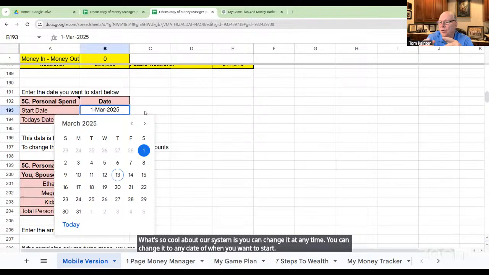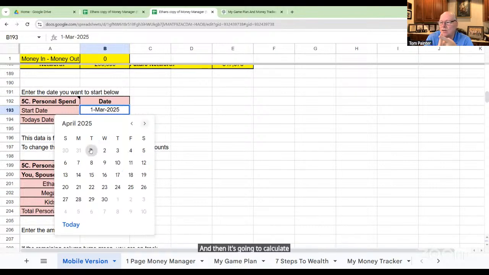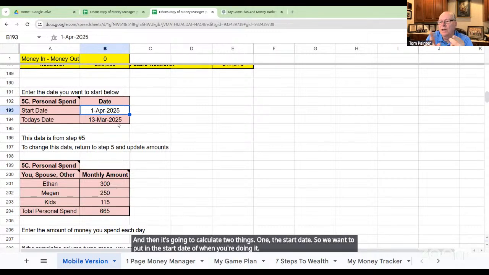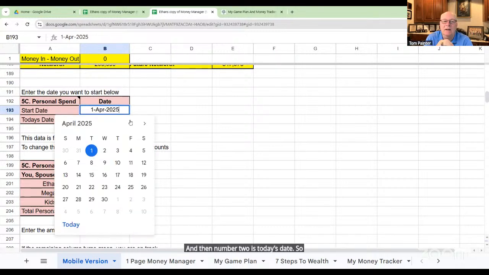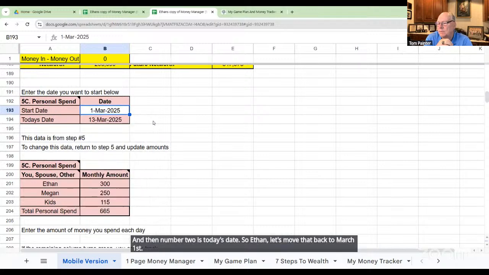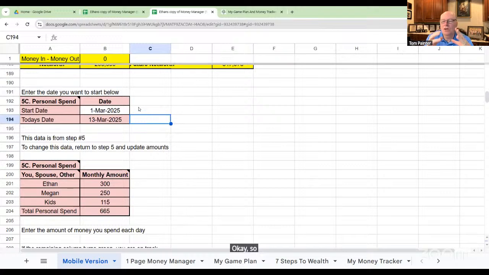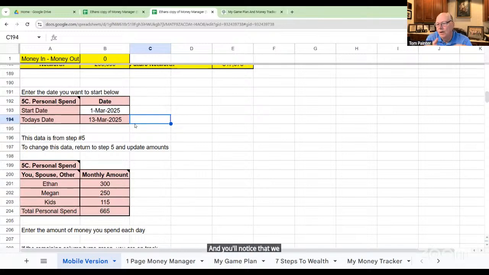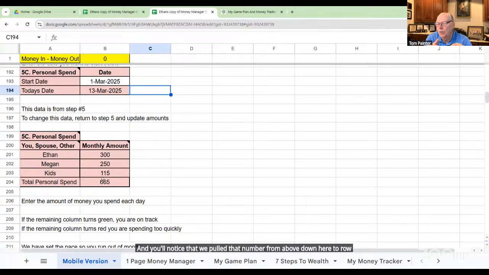And then it's going to calculate two things. One, the start date. So we want to put in the start date of when you're doing it. And then number 2 is today's date. So Ethan, let's move that back to March 1st. Okay, so we started this on March the 1st, and today's date happens to be the 13th. And you'll notice that we pulled that number from above down here.